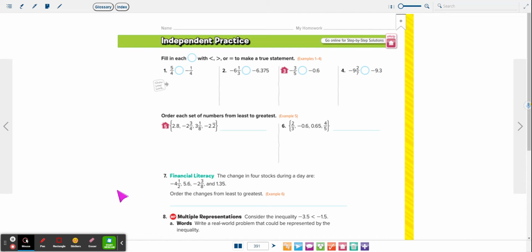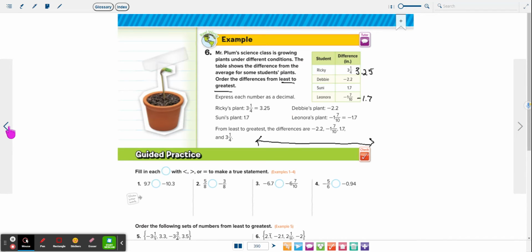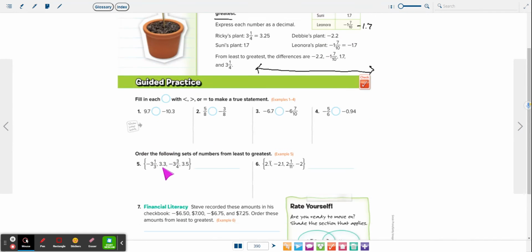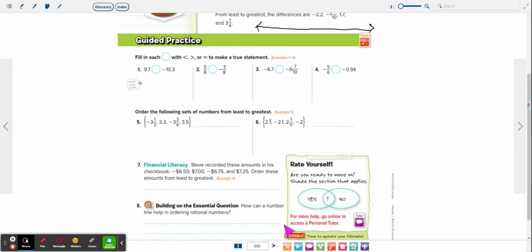Okay, all right. So we are doing, like I said, the second part. So I'm going to go over some stuff with guided practice. Page 390 is where I'm at right now. And if I hold the pen the right way, I can write with it.